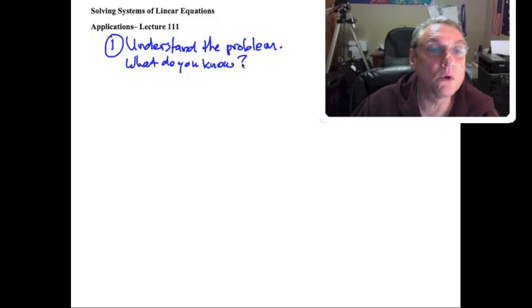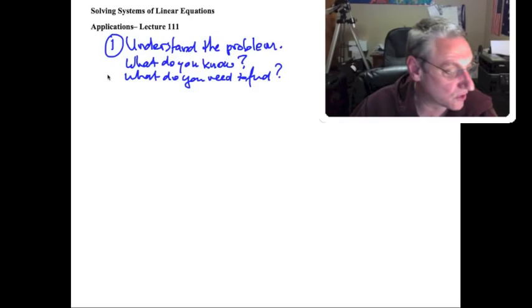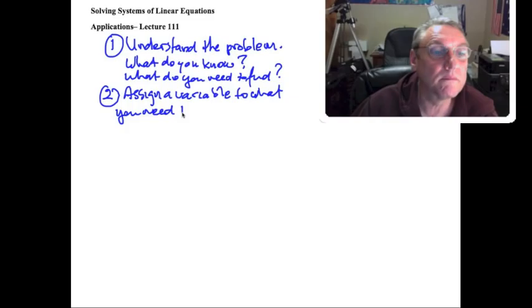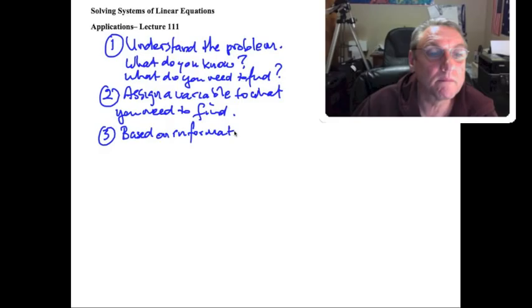Okay, what do you know and what do you need to find? So that's the first thing. Number two is assign a variable to what you need to find. Number three, based on the information, write equations using the variables.